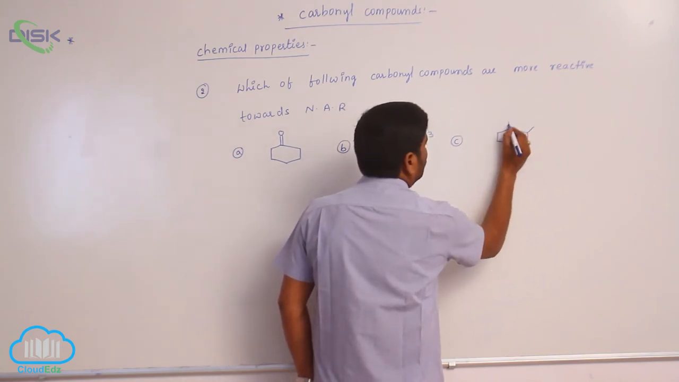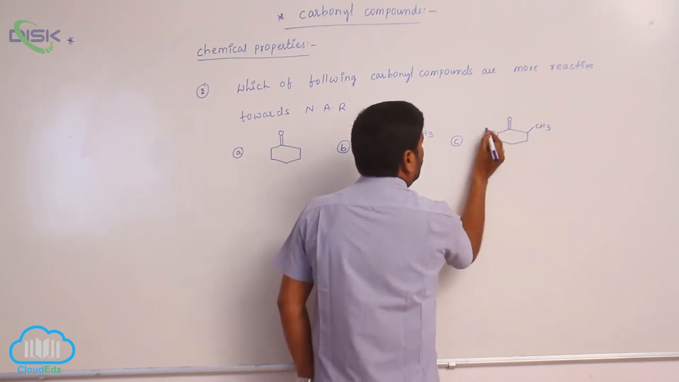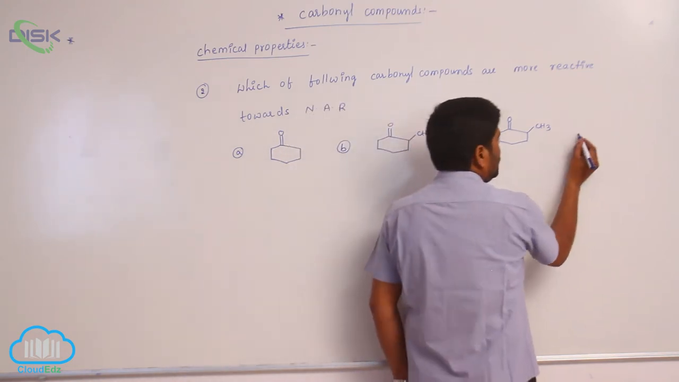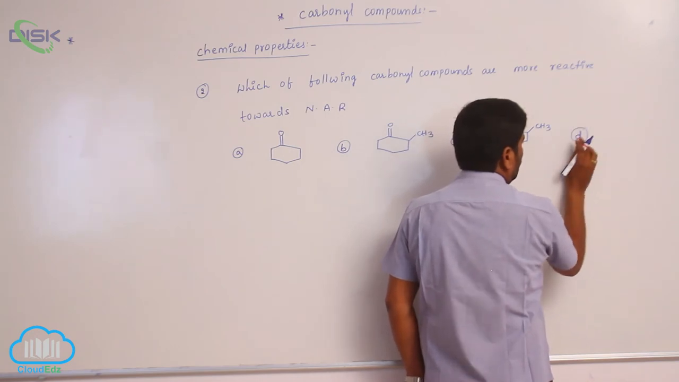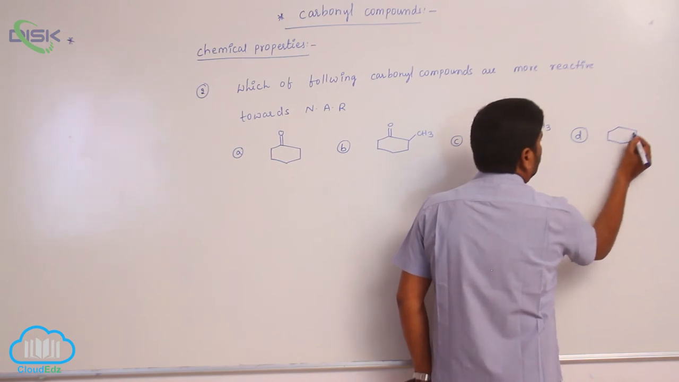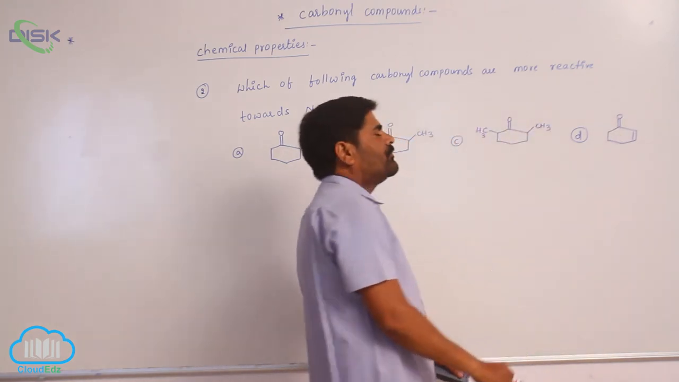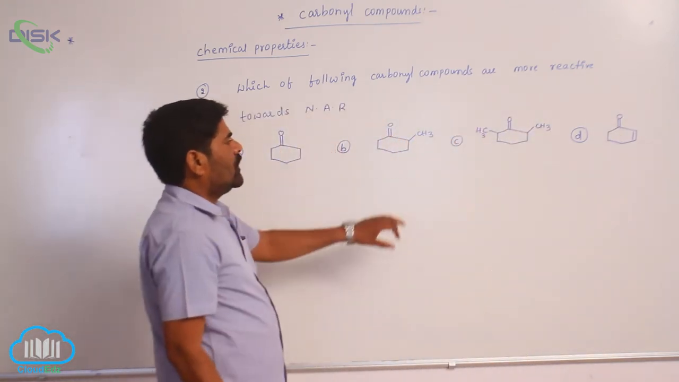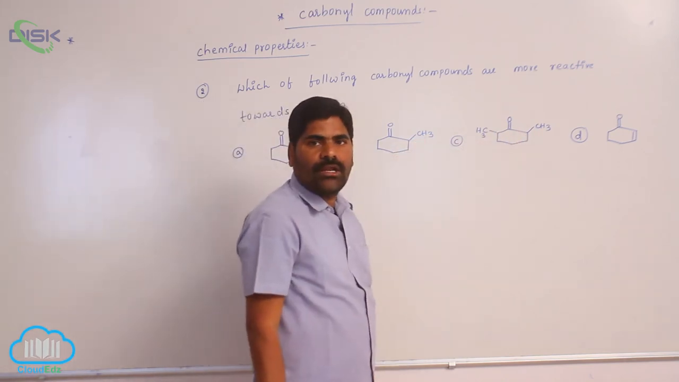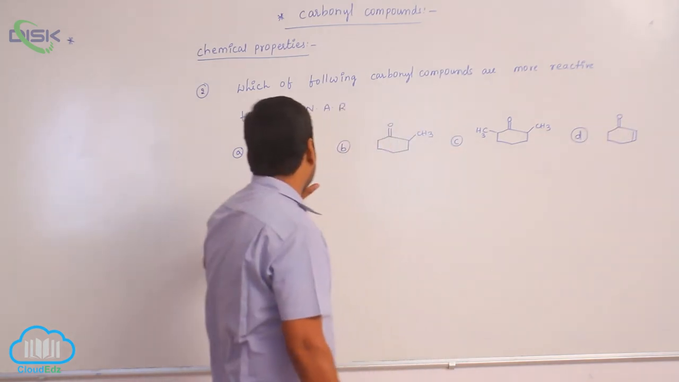C, 2,6-dimethylcyclohexanone. D, And now it has more steric hindrance; here also is highly steric hindrance, but here there is no steric hindrance, but here conjugation, but here there is no conjugation.